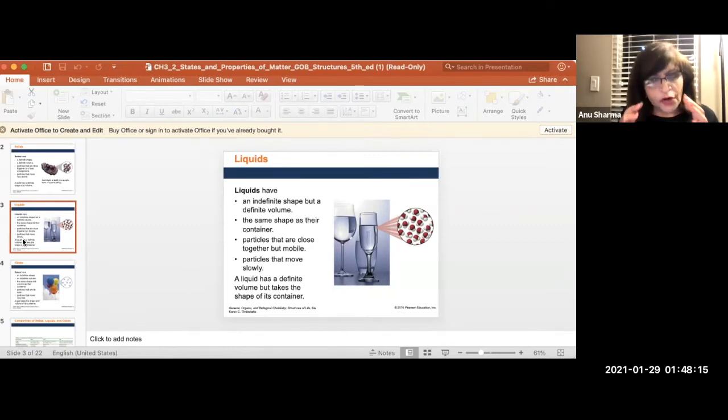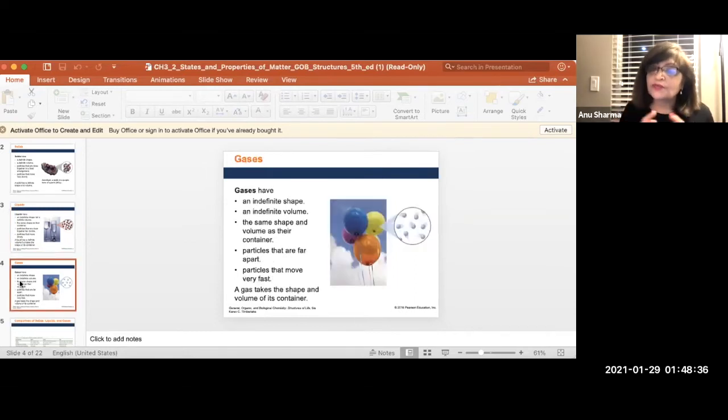Volume is basically the amount of space an object occupies. Then we take these liquids and look at the situation with the particles. The particles are fluid, they're mobile, and they move, but slowly. But what about the gases?